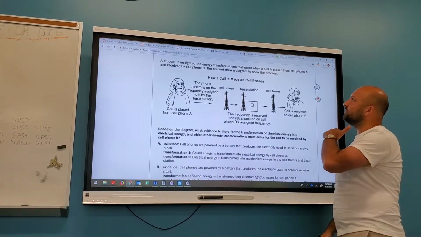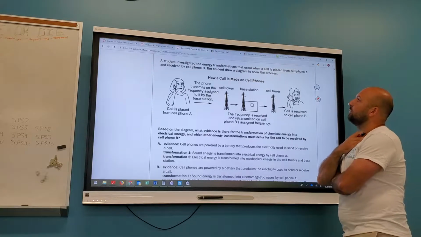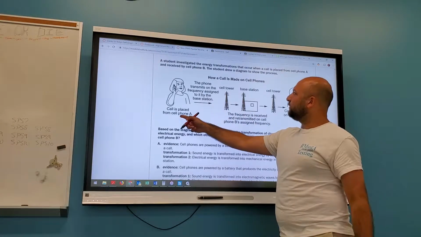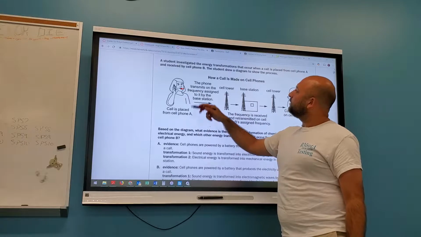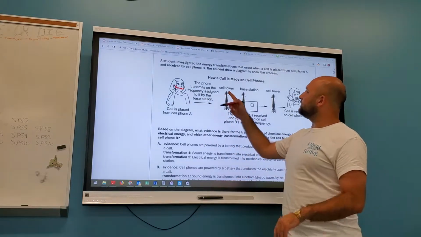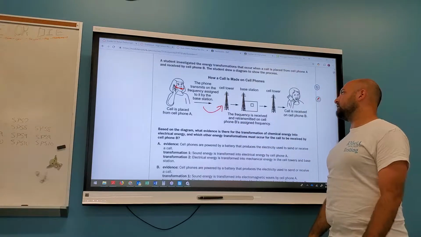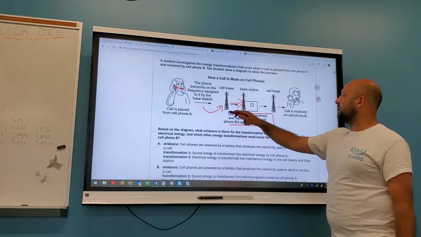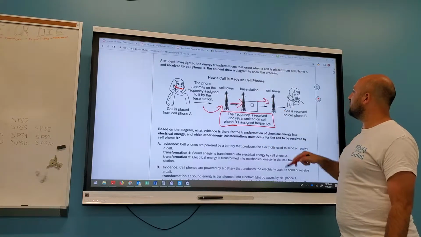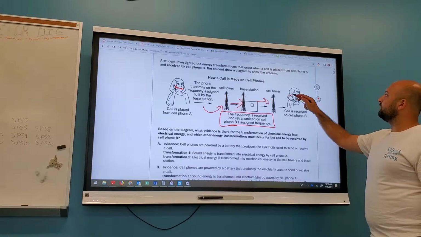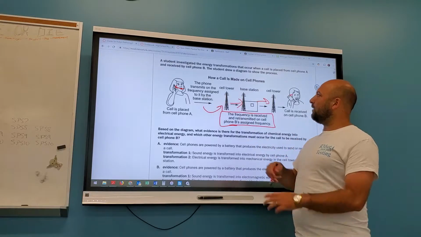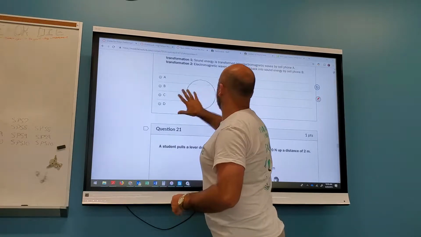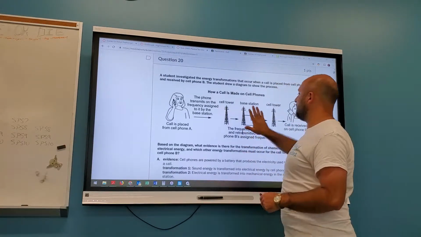A student investigated the energy transformations that occur when a call is placed from cell phone A and received by cell phone B. The student drew a diagram to show this process. Call is placed from cell phone A, person talking, all right, and then goes in the phone. The phone transmits the frequency assigned to it by the base station. All right, so it transmits to the cell tower, which transmits to the base station. All right, the frequency is received and retransmitted on cell phone B's assigned frequency, goes to the cell tower, and received by cell phone B, where it plays in the person's ear. So we know enough about these kinds of cell phones to know that cell phones are a type of microwave. All right, so we got microwaves going on in here somewhere, and that's at least somewhere to start.